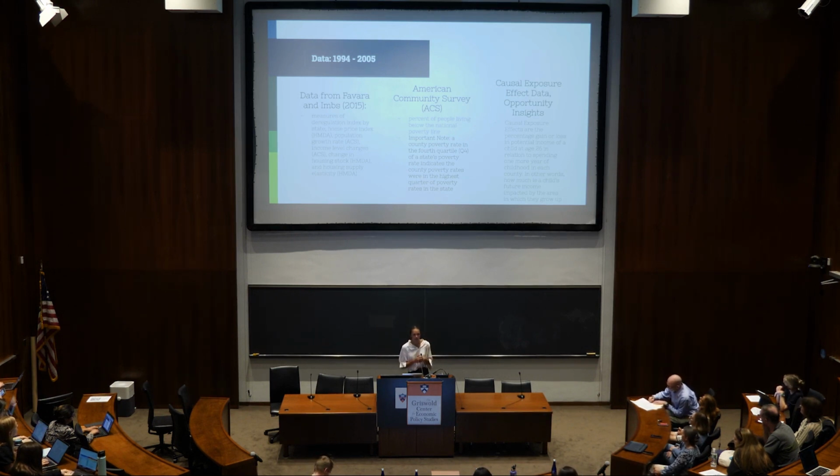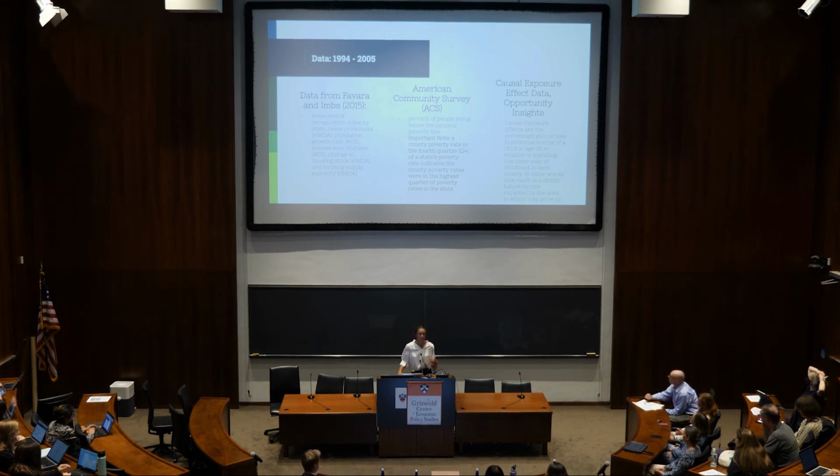So in 1994, Favara and Imbs show that there's a major increase in the credit supply, so there are more people that could take out a loan to buy a home. And in their paper, they show that when you increase the credit supply, this is a catalyst for an increase in home prices. And this was kind of the starting point of my paper.